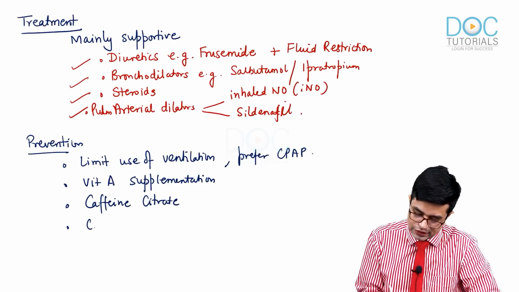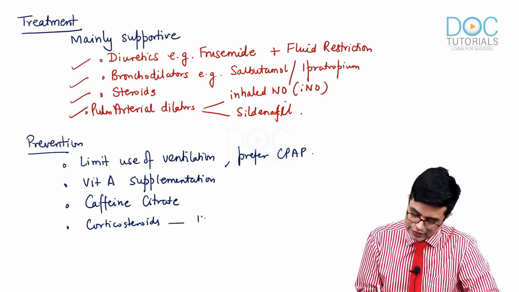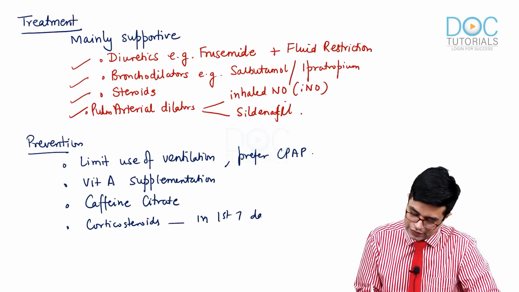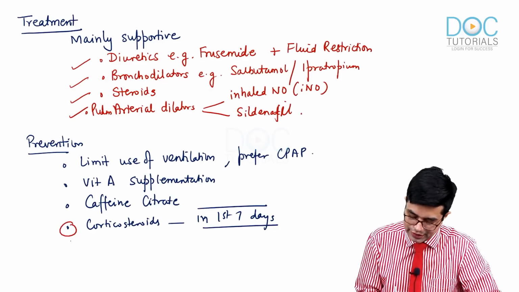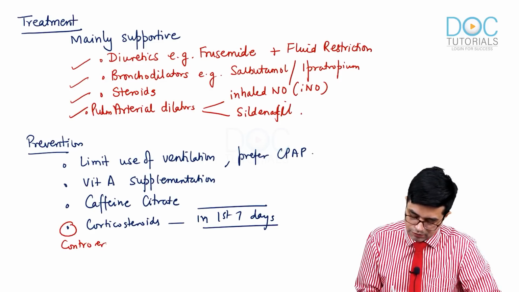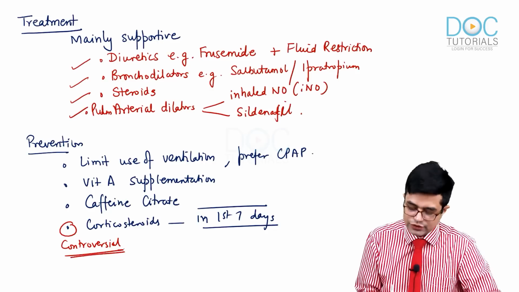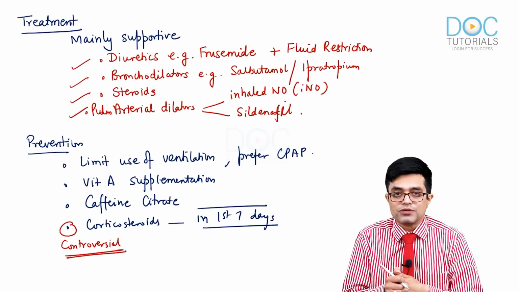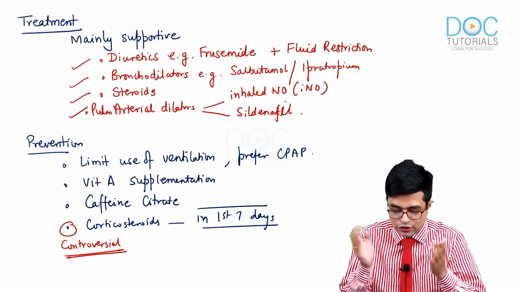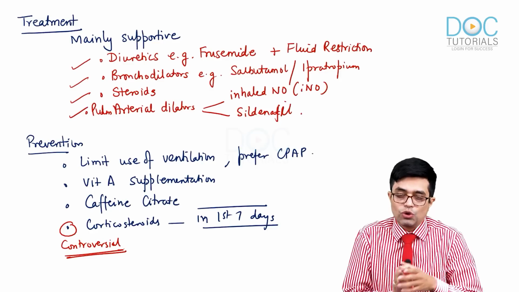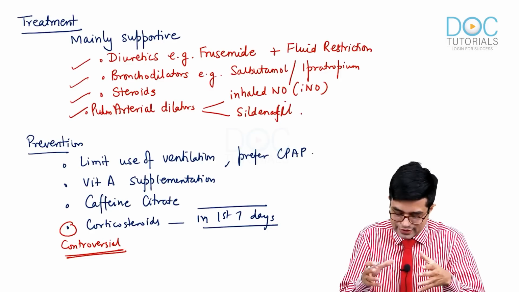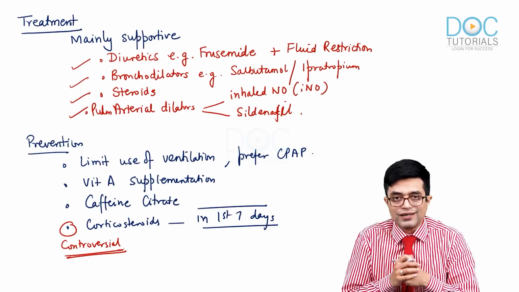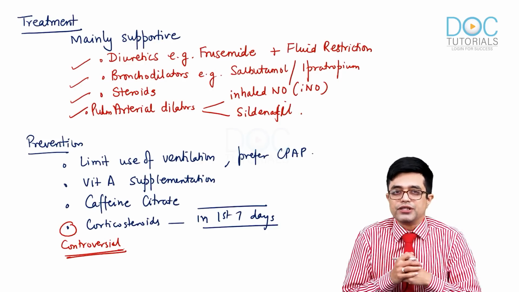And fourth is corticosteroids, especially if given in the first 7 days of ventilation. But corticosteroid use as a preventive therapy is controversial because prolonged corticosteroid use has also been associated with CNS problems like cerebral palsy. So we use corticosteroids only when they are needed, only when the treatment part is to be considered, not for prevention. And Nelson says it is more of a clinical decision, a weighted decision that you have to take.